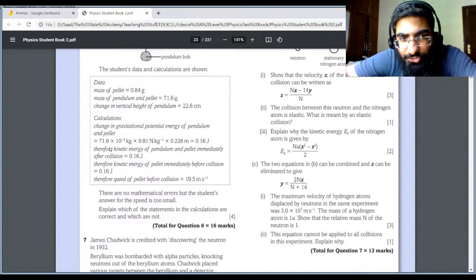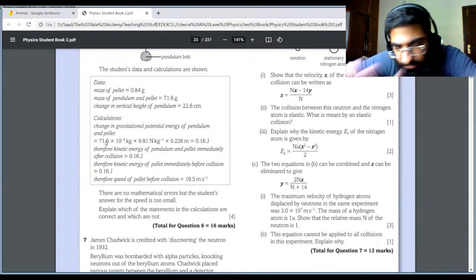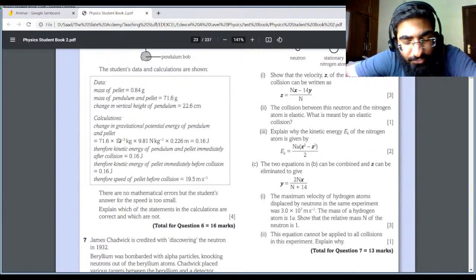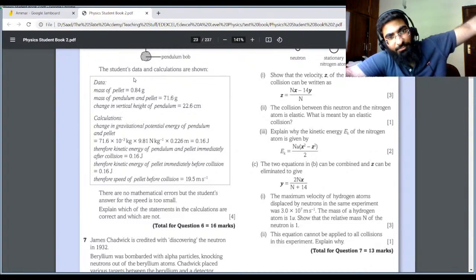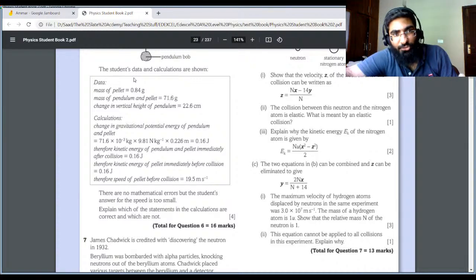For this one, they have used the formula with the combined mass, even though we have an objection to that, but they should have used the combined mass here. Okay, fine. Then we know that gravitational potential energy is mgh, or mg delta h. So they are doing 71.6 times 10 raised to the power minus 3, correct, 9.81, correct, 0.226 meters, correct. So this would be the change in gravitational potential energy. Fine. But this would be when the pendulum swings and gains the maximum height, not immediately after you hit the pendulum.